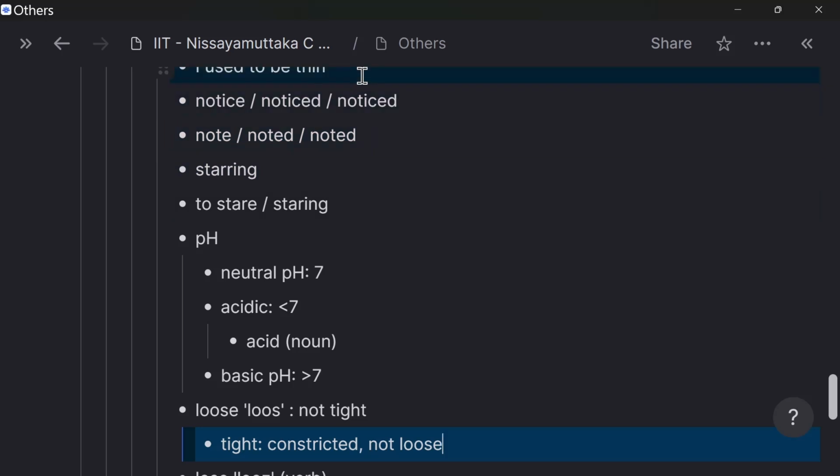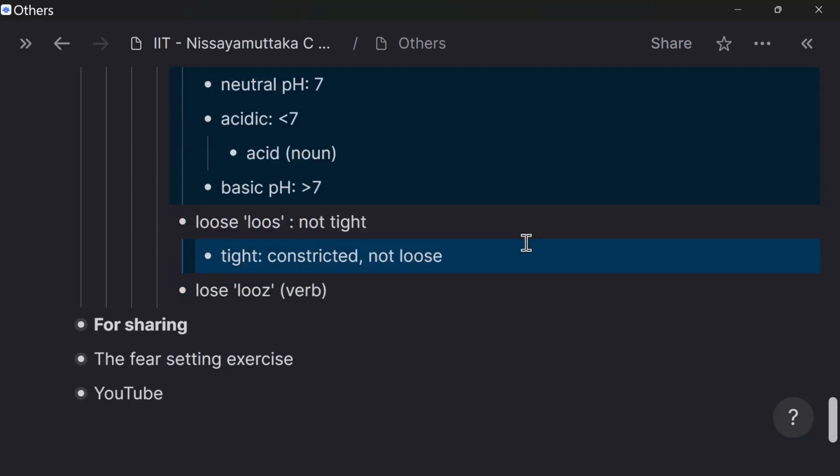So tight, for example, to hold something tightly. To hold it tight. Do you understand? You put a lot of strength, and then you are holding it tightly, very close, very pressed. Yeah, you can make a tie very tight.